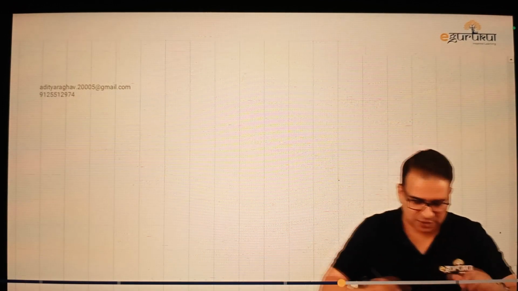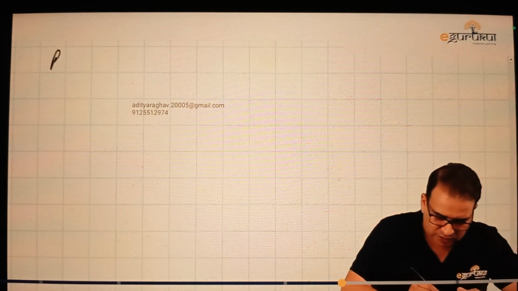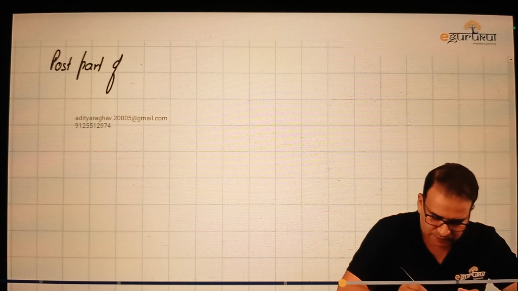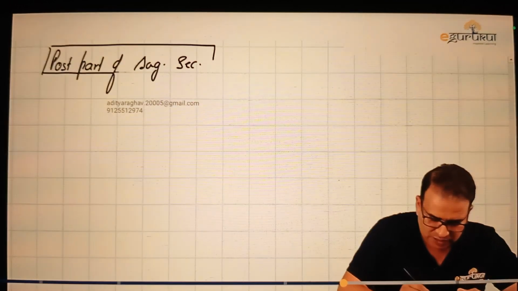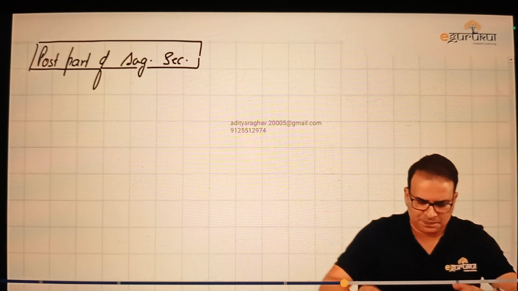So it's just the posterior part of the same sagittal section. Again, it will be better for your later understanding. Just note it down that it's the posterior part of the sagittal section, the same sagittal section that we drew. It is just the posterior half of it. Okay, so there we go.